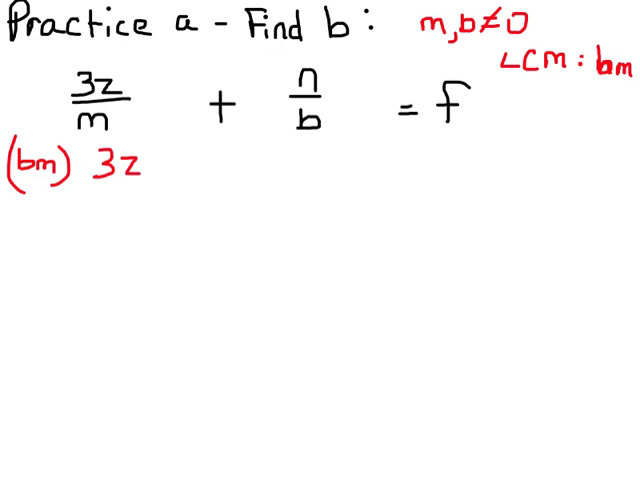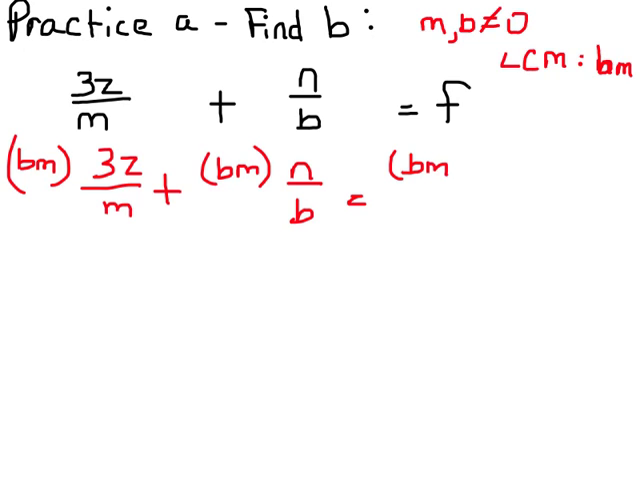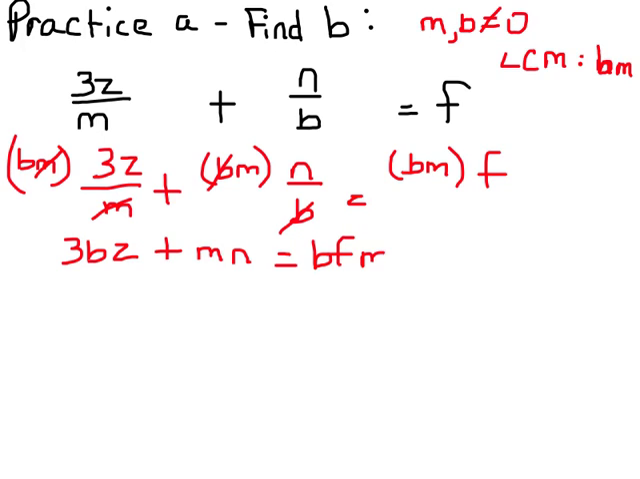times 3Z over M plus BM times N over B equals BM times F, which is a whole number, or F over 1. Alright, when I cross cancel, I'm left with 3BZ. Here I'm left with MN equals BFM. Again, my alphabetical thing.